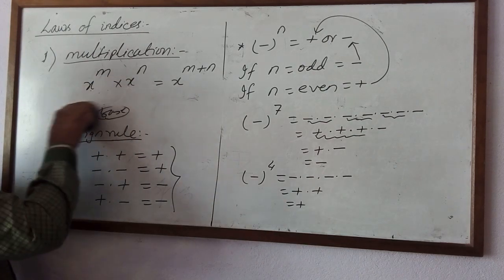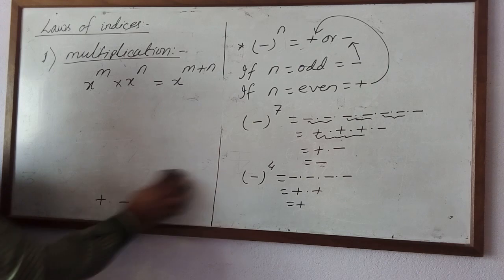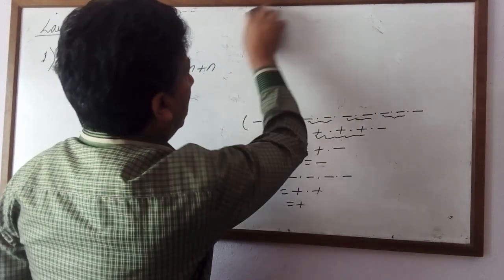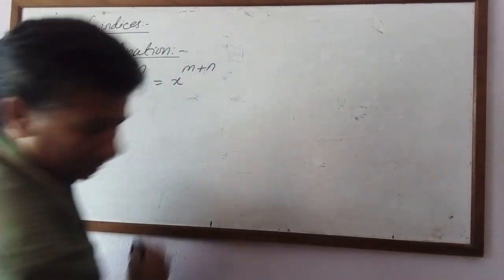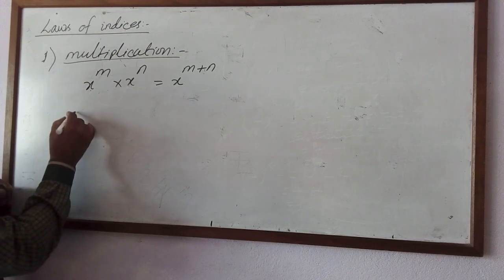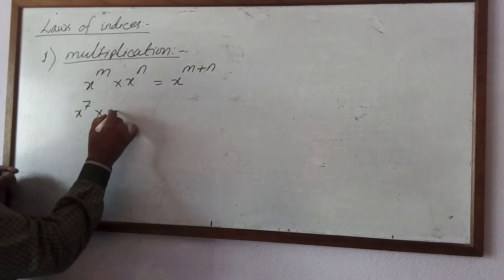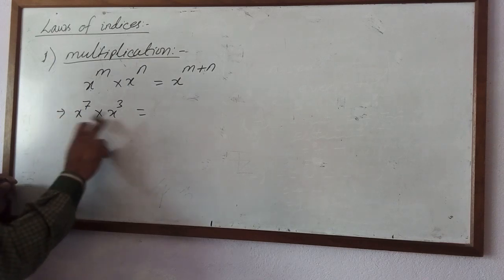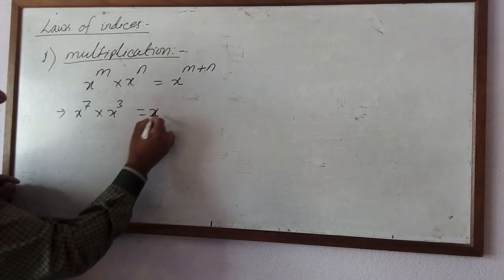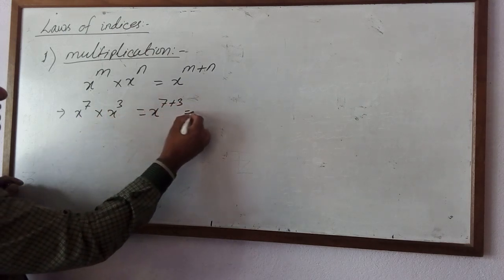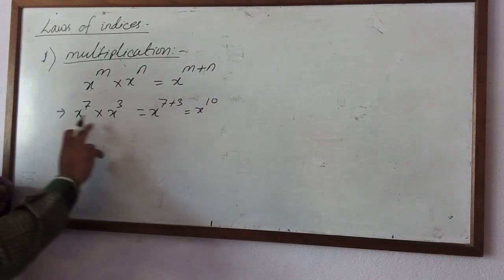Now in case of multiplication, if the bases are the same, then we always have to add their powers. Now a few examples. Here is one example. Okay, x power 7 times x power 3. Now the bases are the same, so x, same base, 7 plus 3, this is x power 10. Now the result will be this one.